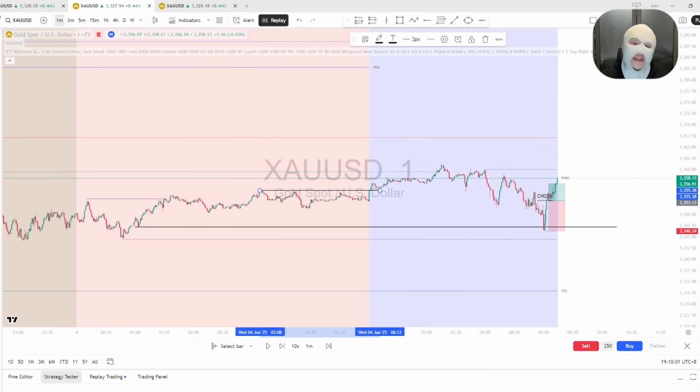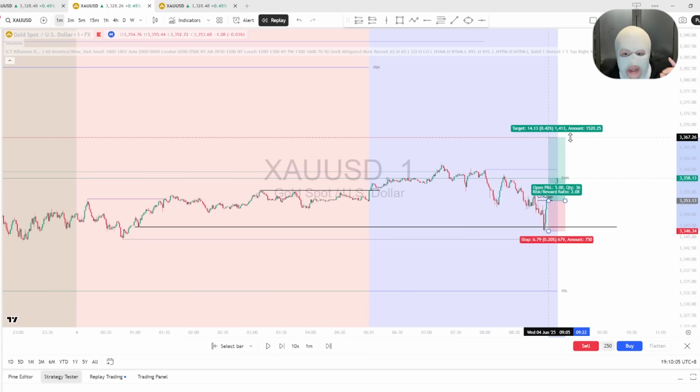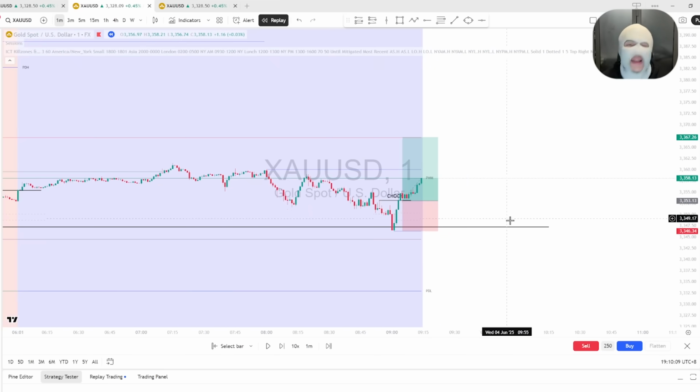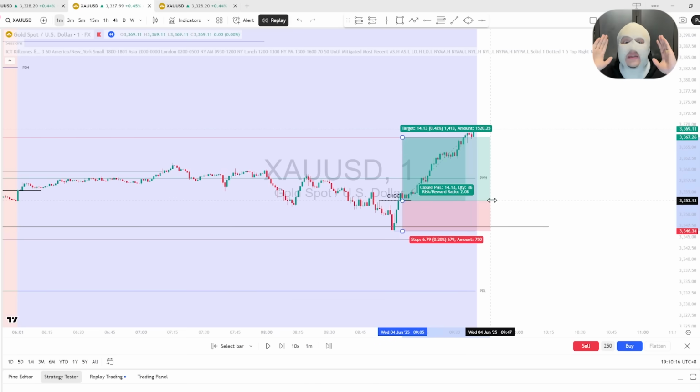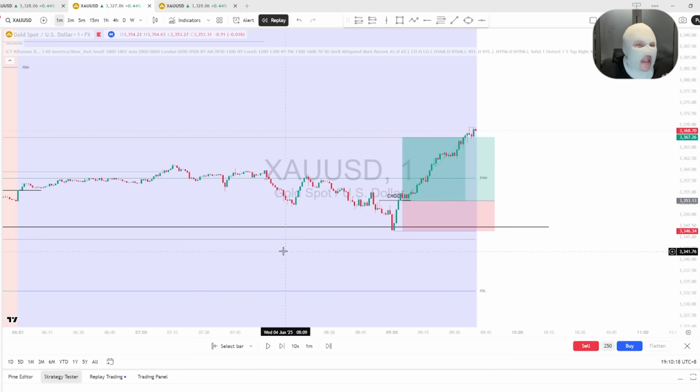Right here, you can see that the previous London high is left untouched, and therefore we can look to target that instead. That is our full take profit. Now let's see what happens. Price retests and immediately starts to skyrocket. Full TP smashed.